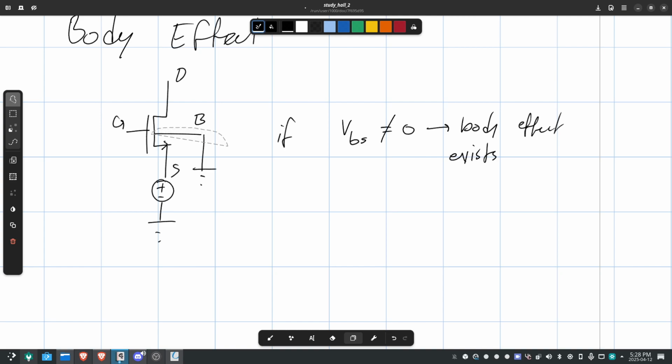This here is kind of implied, so I'll just mark that as implied. Remember, the body is always connected. If it's an NMOS, it's always connected to the lowest potential. If it's a PMOS, it's always connected to the highest potential. So if there is a voltage difference, if S is not connected to ground, basically, there's going to be a body effect.